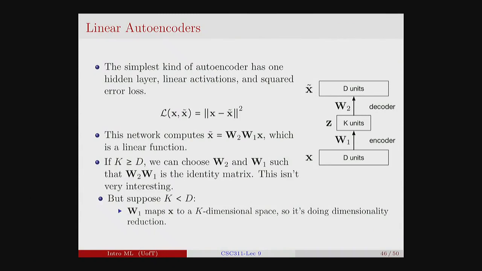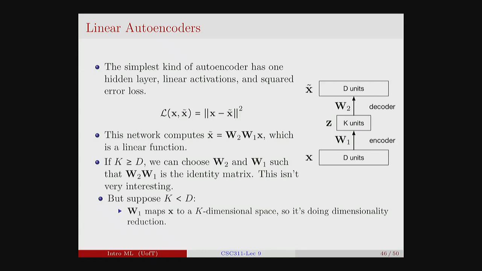And so the simplest kind of autoencoder has one layer, linear activations, and a squared error loss. So let's think about what happens to an autoencoder when you remove all the activations and you only have one layer in the encoder and another layer in the decoder. So it's the simplest kind.